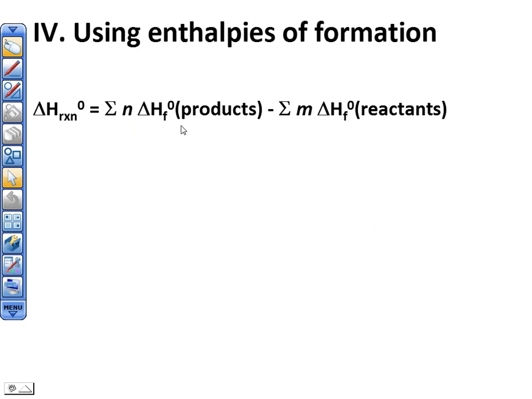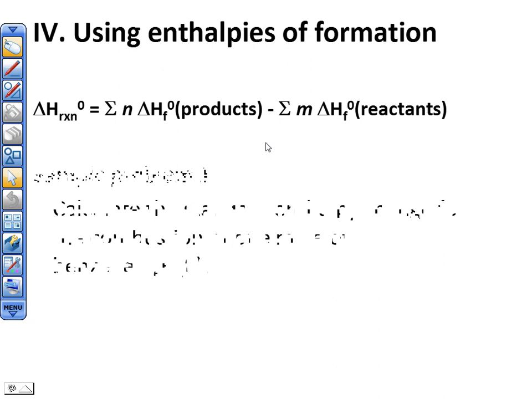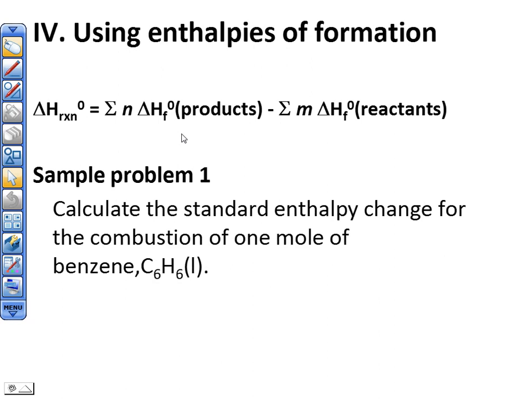We did do this formula in pre-AP. And this crazy looking thing means the sum of. This is called sigma, and it is a Greek letter, and it means to add up all. So it means to add up all your products, and this means to add up all your reactants, and then we're simply going to subtract them. The little n and m means to multiply by the coefficients. We did, again, do this in pre-AP, so hopefully this looks a little familiar to you.